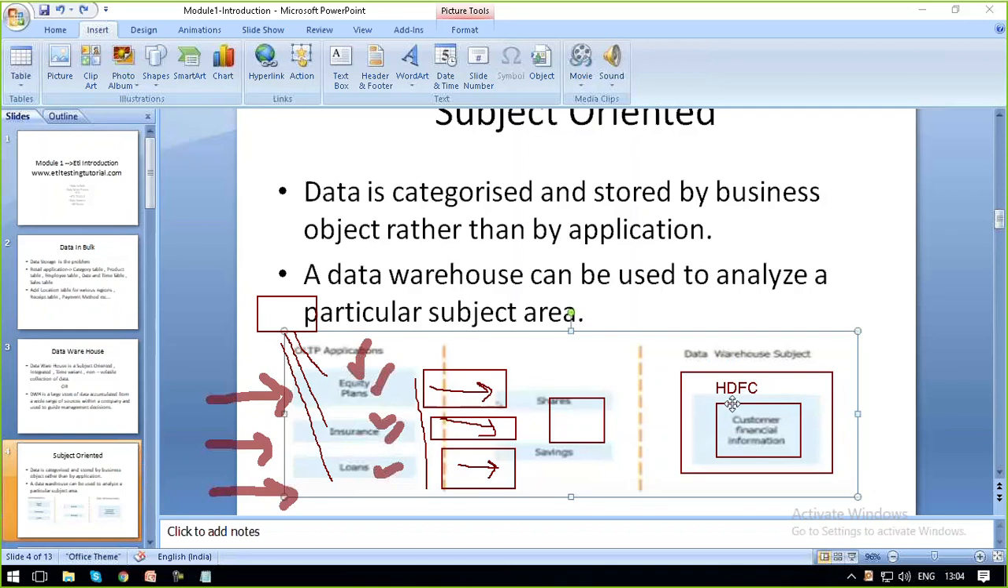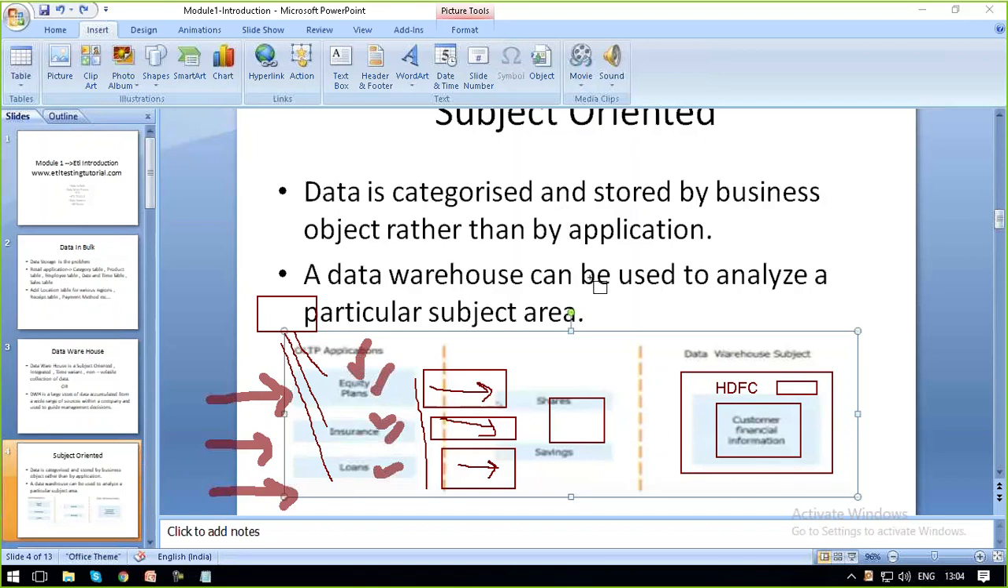Let's say the same customer is investing 3 times in 3 different plans. So the HDFC data warehouse for that bank will store the details of all the 3 different investments at one location. This is what subject oriented actually means.